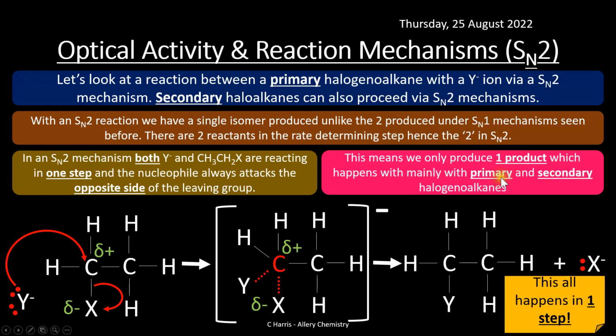And this is for primaries. Primaries will go via this method. Some secondaries can as well. So this is what you're looking for. That's how you know it's SN2. Definitely primaries for SN2, it won't proceed via any other mechanism. Make sure you're aware of that, because that's going to be quite important.